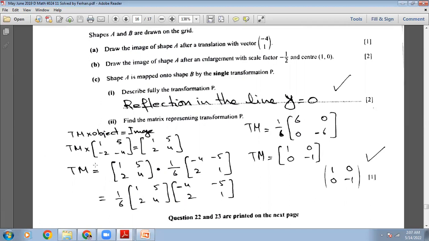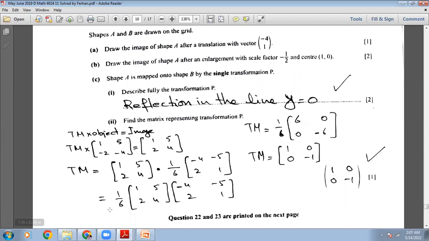Transformation matrix multiplied by object equals image. So the transformation matrix will be the image multiplied by the inverse of the object. For the inverse of the object, I will find the determinant. The determinant will be minus 4 plus 10, which is 6. So in this formula, we write 1 by the determinant and into the adjoint. In the adjoint, we change their location and we change their signs.